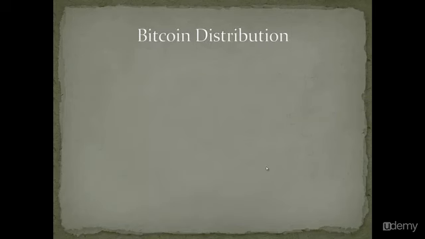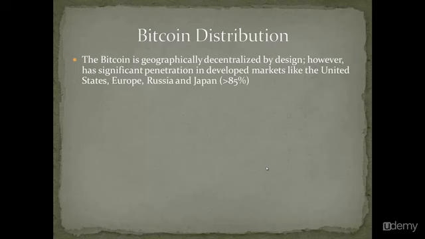So, Bitcoin distribution. How is Bitcoin geographically distributed? Well, it's geographically decentralized by design. The Bitcoin holds no flag. There's not an American flag on it. There's not a Japanese flag. It's a decentralized peer-to-peer currency. There is no notion of a nation state or controlling interest. That said, it has significant penetration in developed markets, particularly the United States, Europe, Russia, and Japan. Over 85% of all the Bitcoins currently in circulation are contained within these entities.